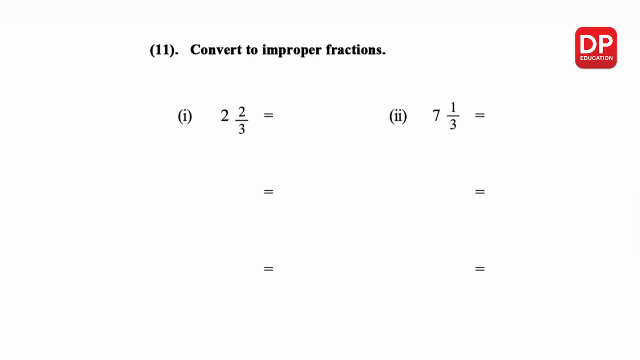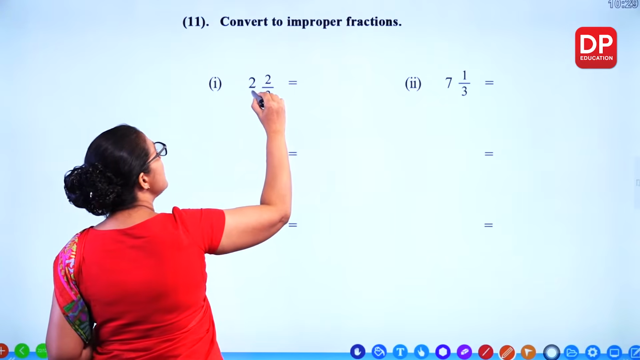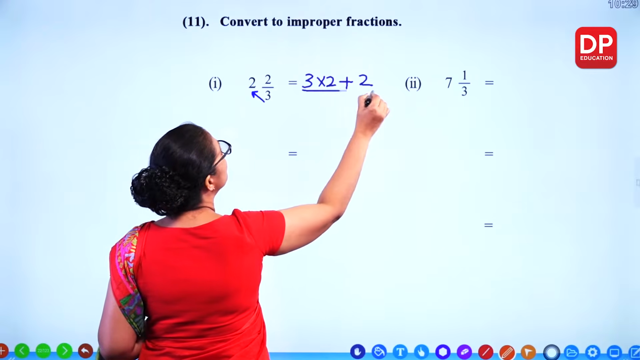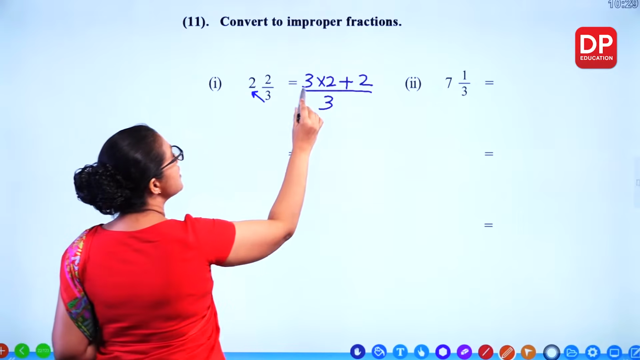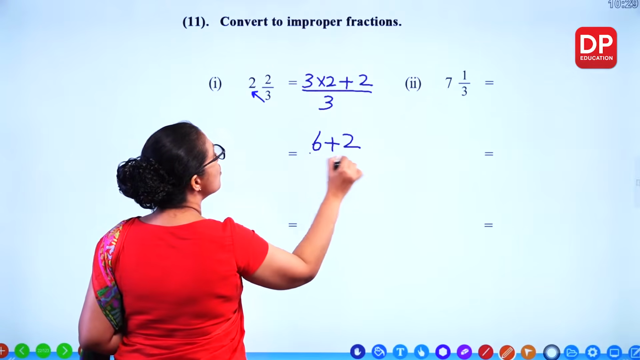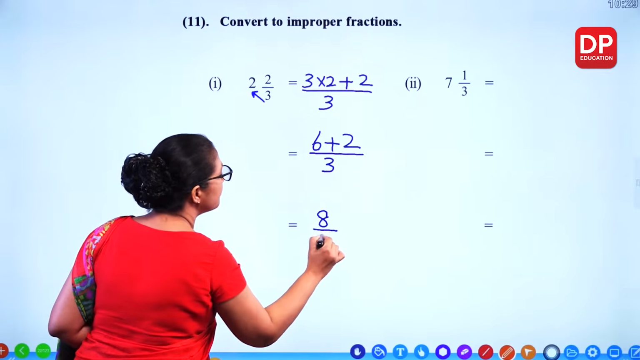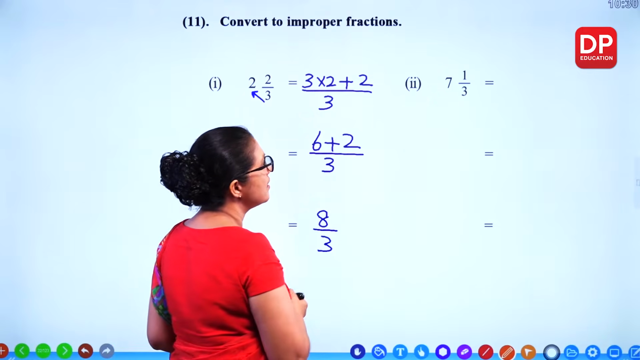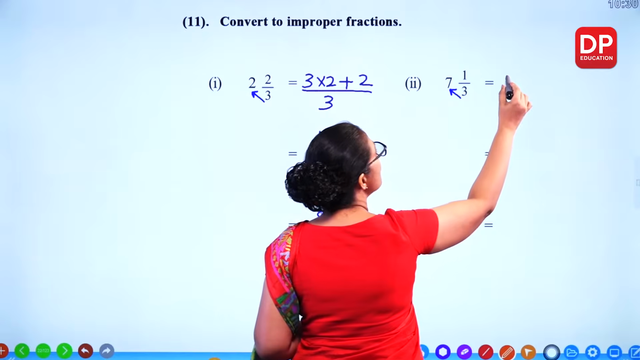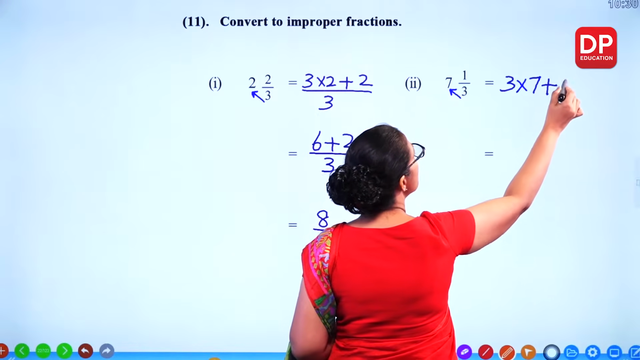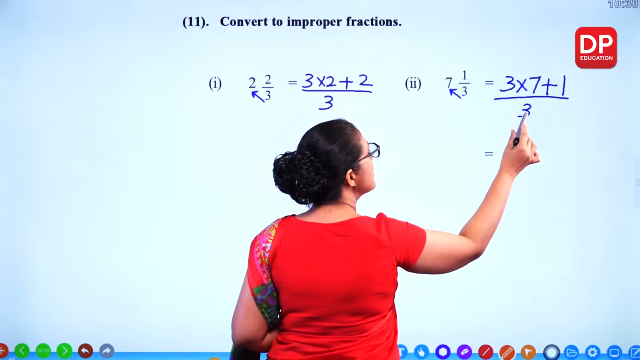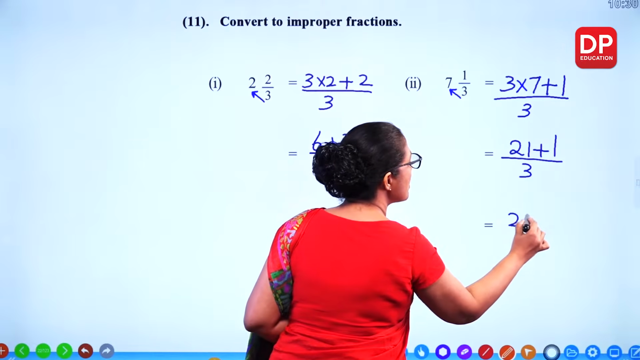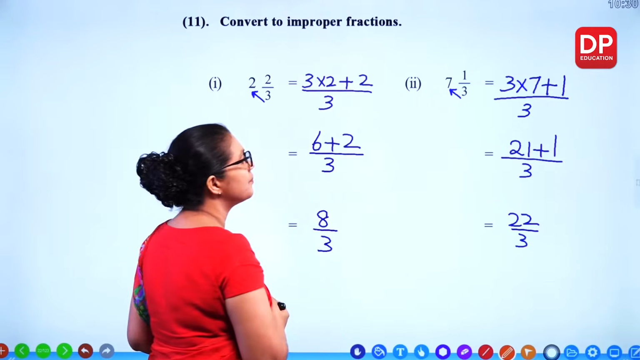Convert to improper fractions. Now we'll use the easy way of doing that. 3 times 2 plus 2. 3 times 2, 6. 6 plus 2, 8. 7 and 1/3. So multiply these two. 3 times 7 and add 1. What's 3 times 7? It is 21. 21 plus 1, 22 over 3.